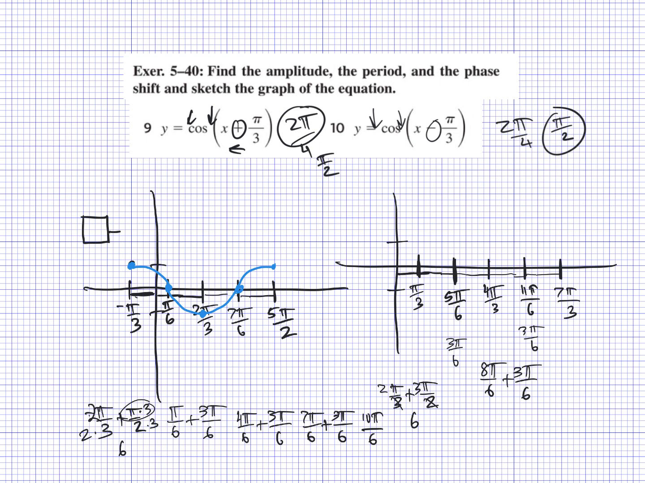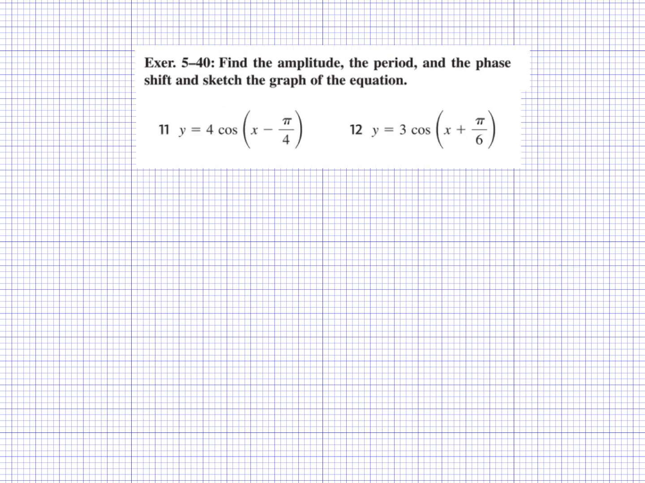Cosine is right here. Oop, why do I always do that? Starts at pi over 3. It's at the x-axis at 5 pi over 6. It's at the bottom at 4 pi over 3. X-axis at 11 pi over 6. And back up to 1 at 7 pi over 3. So there's your cosine shifted to the right by pi over 3.